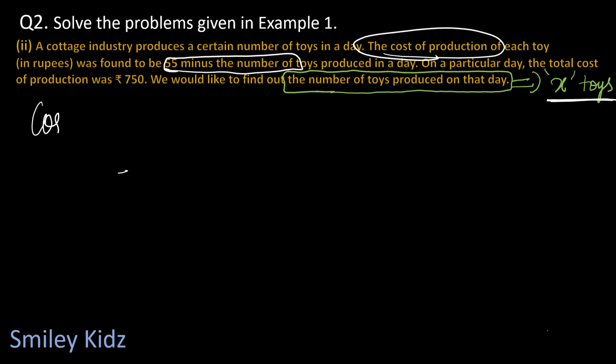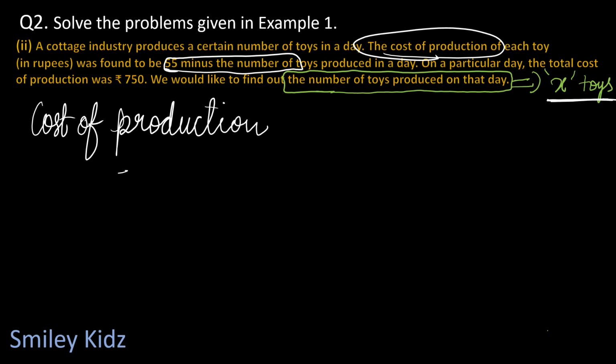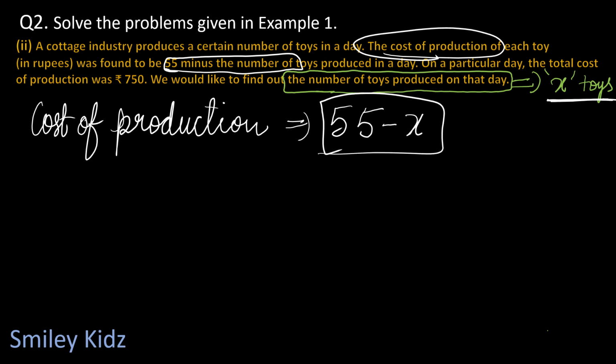The cost of production will be 55 minus the number of toys produced on that day. That means it's going to be 55 minus x. That is because we assume the number of toys produced on that day as x. So the cost of production according to the question will be 55 minus x.